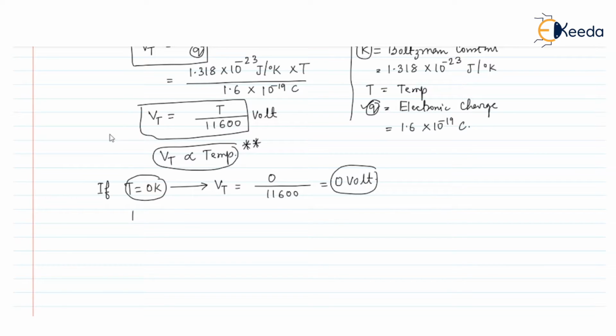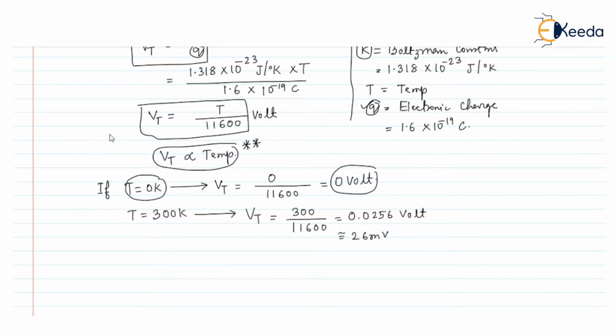Similarly, if the temperature is room temperature, and we know that the room temperature is 300 Kelvin, then at room temperature the thermal voltage Vt will be 300 divided by 11,600, which comes out to be 0.0256 volt, or we can say it is nearly equal to 26 millivolt.